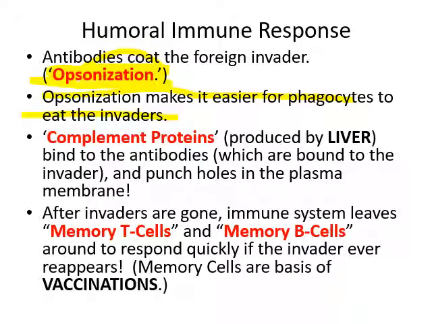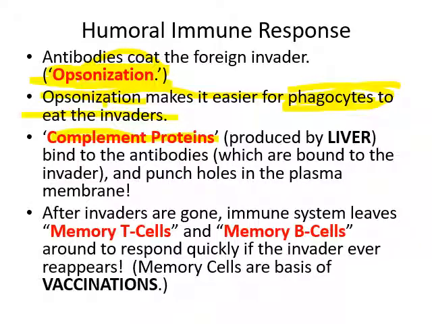Once a bacteria or a virus has been opsonized, it is much easier for phagocytes to eat it. Right? So the bacteria or the virus that has been opsonized is often eaten by a whole bunch of phagocytes that now find it easier to eat because it's covered by antibodies. Okay, but we don't stop there. There are a bunch of proteins in the serum called complement proteins.